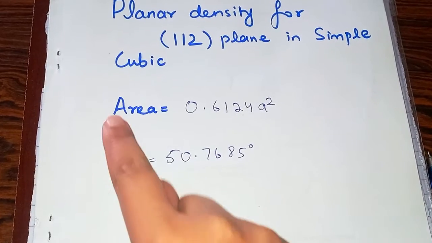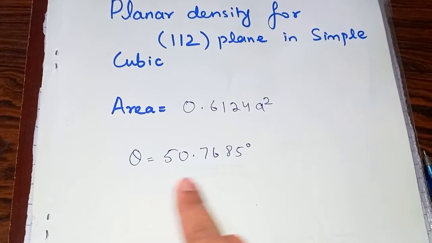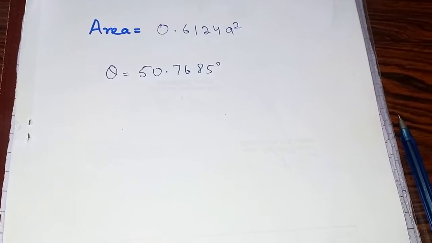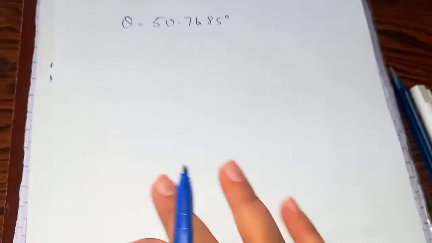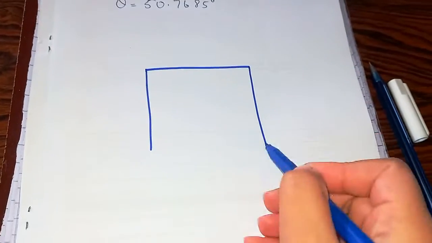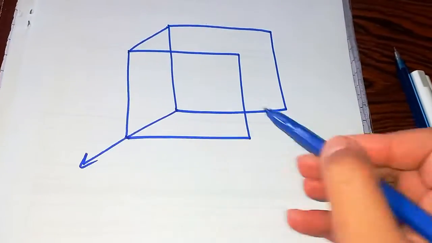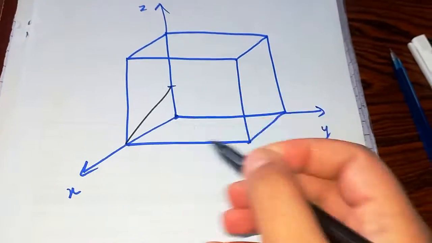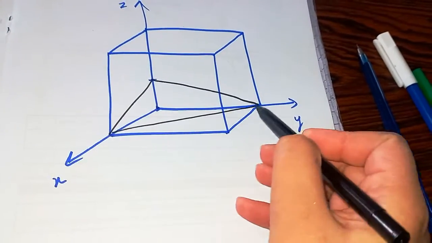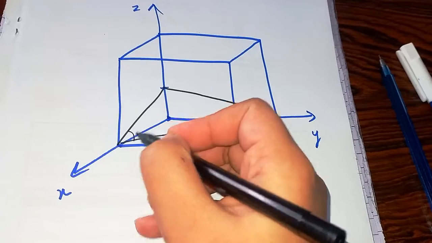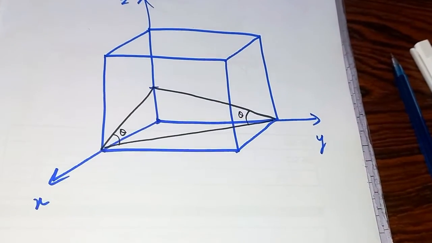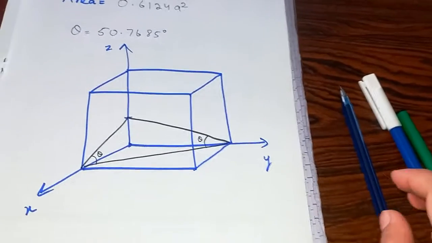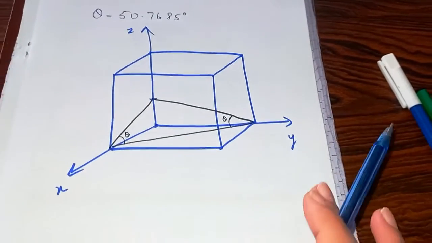So far we have calculated the area and the theta. Now we are going to calculate the number of atoms that are centered on the plane. Alright, so for that purpose I'm going to draw the plane. Alright, and we saw that this is the angle theta and this is the angle theta as well. So this is a simple cubic structure as well. Let's see the total number of atoms that are centered on the plane.